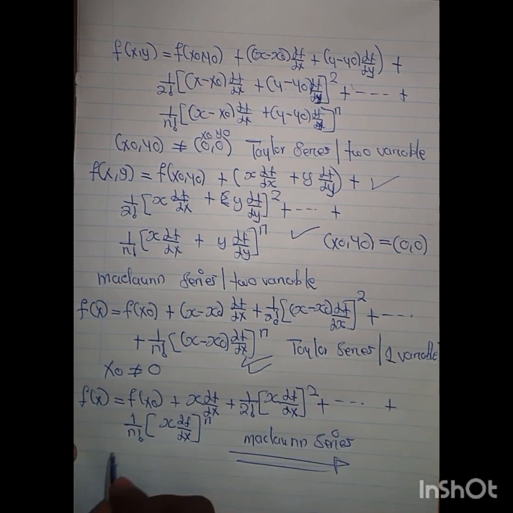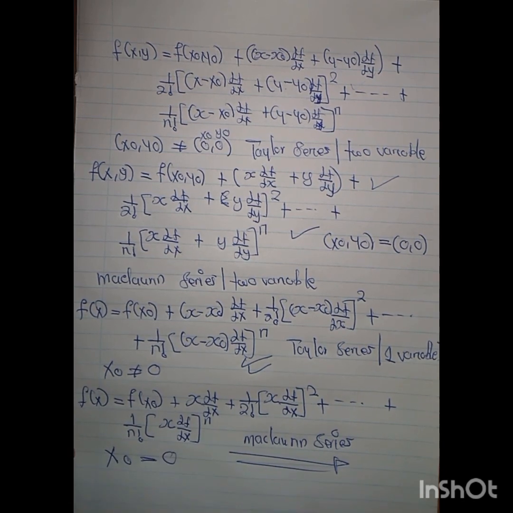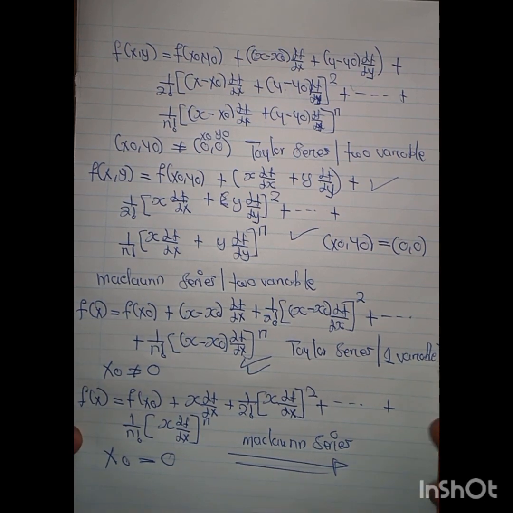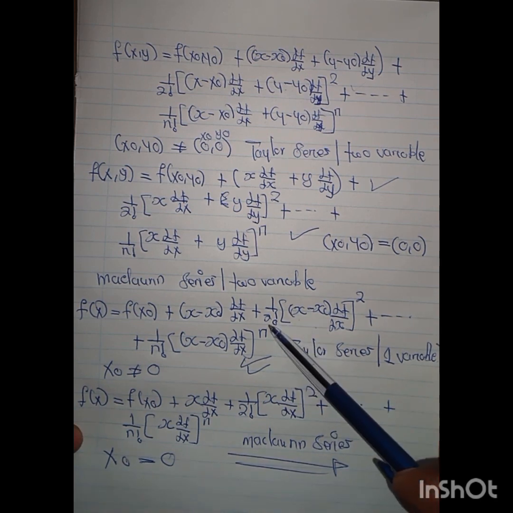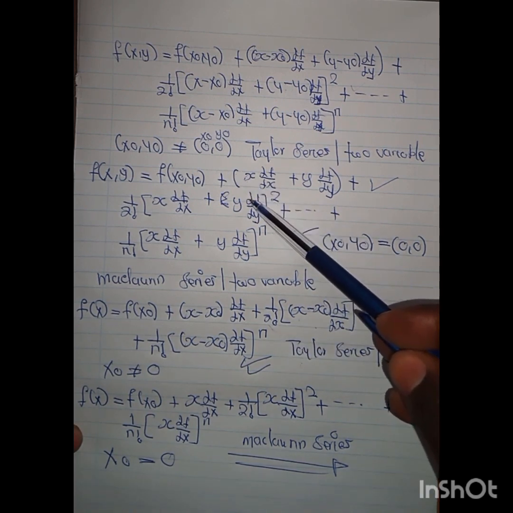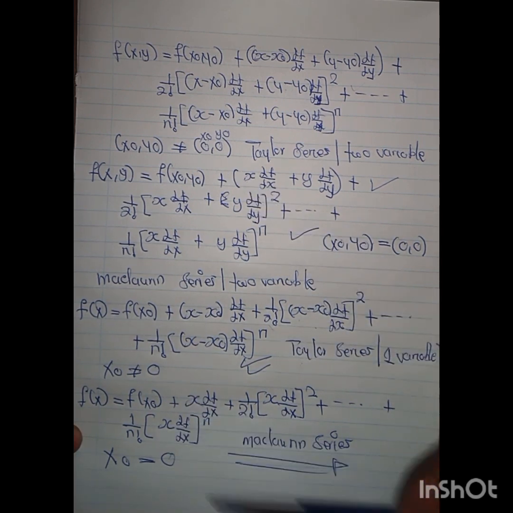This is the Maclaurin series provided that x0 is given as 0. So since now we have derived some couple of equations, understand that when we talk about Taylor series with two variables, we refer to this equation. Taylor series in single variable, we refer to the following equation. And the Maclaurin series in two variables, we refer to the following. And single variable, this is the equation that we use. And then now we can solve some examples.